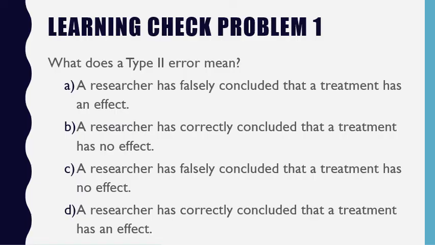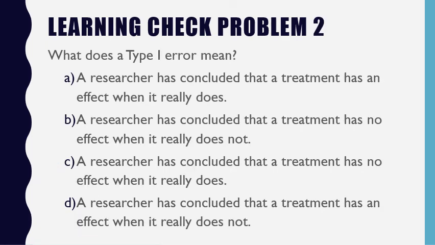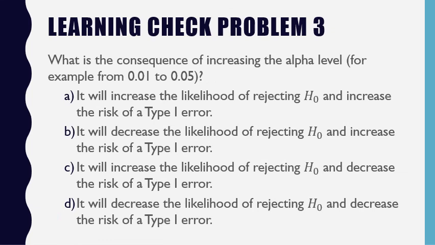Learning check problem 1. What does a type 2 error mean? Well, it means that the researcher has falsely concluded that a treatment has no effect. Learning check problem 2. What does a type 1 error mean? Well, it means that the researcher has concluded that a treatment has an effect, when really it does not have an effect.